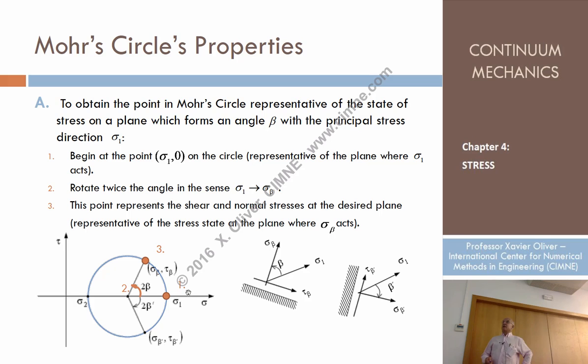So in order to find the representative point on the Mohr circle of the stress at this plane, we just start from the sigma 1 representative point, and then we move twice this angle, beta prime, in the same sense. And that gives sigma beta and tau beta, the actual values of the normal and tangential stresses at this plane. First property, okay?